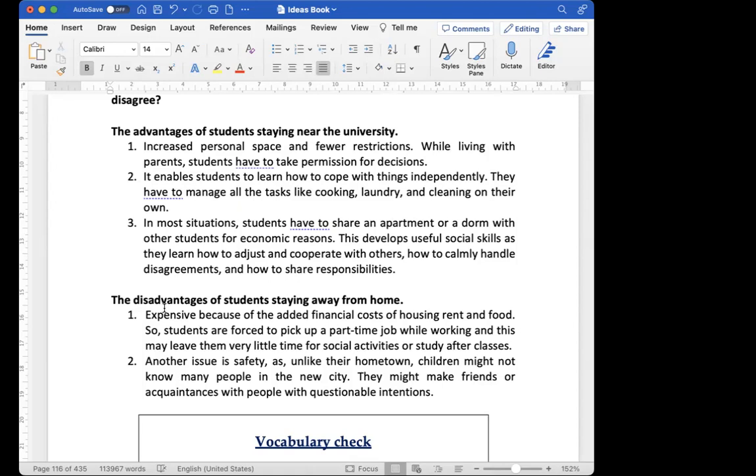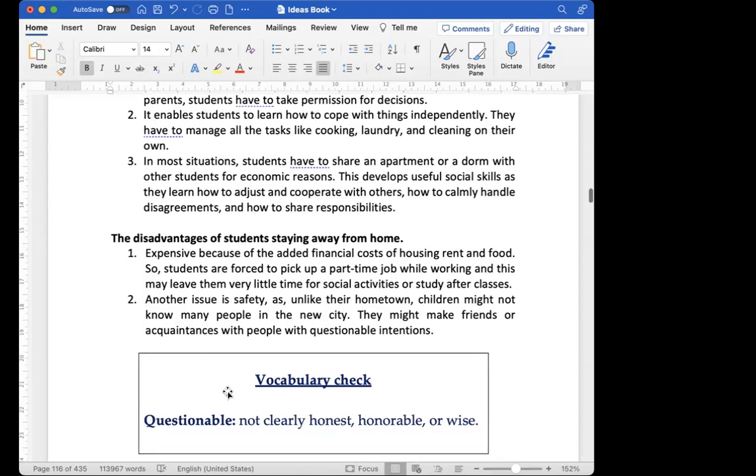And the disadvantages are that it is expensive because of the added financial costs of housing, rent, and food. So students are forced to pick up a part-time job while studying, and this may leave them very little time for social activities or study after classes. Another issue is safety, as unlike their hometown, children might not know many people in the new city. They might make friends or acquaintances with people with questionable intentions. So what is questionable? Not honest, honorable, or wise. All right.